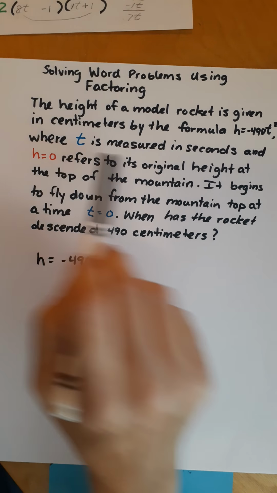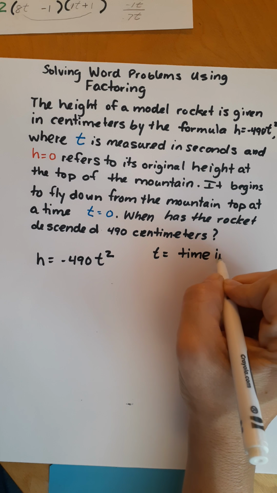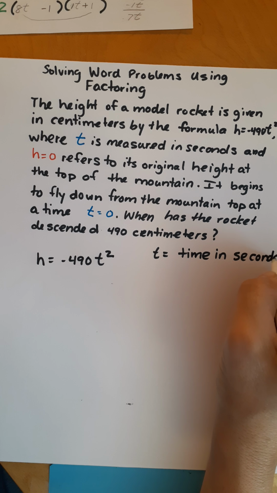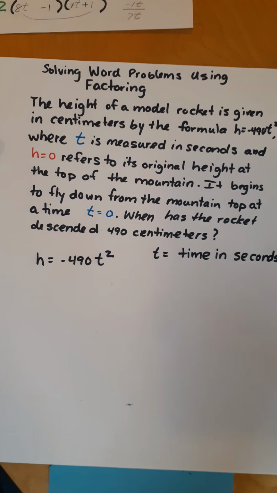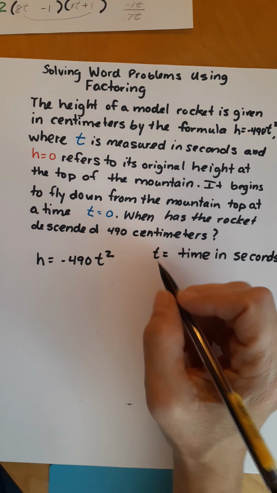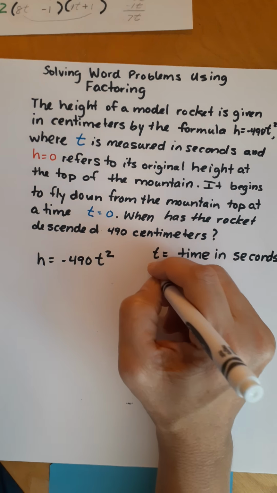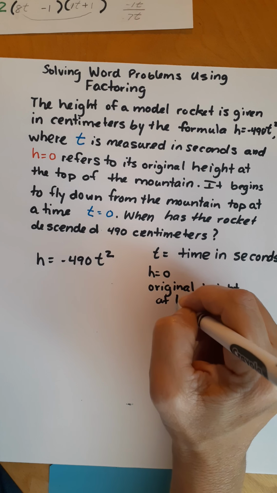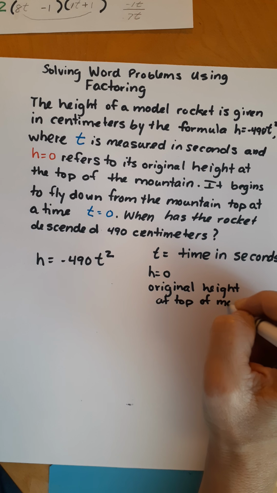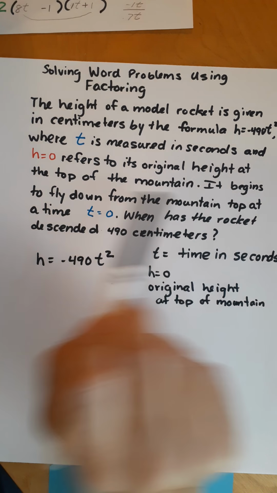All right. Where t is measured in seconds, so t equals time in seconds, okay? And h equals 0 reverts to its original height at the top of the mountain. So h equals 0, original height at top of mountain. Okay. It begins to fly down.